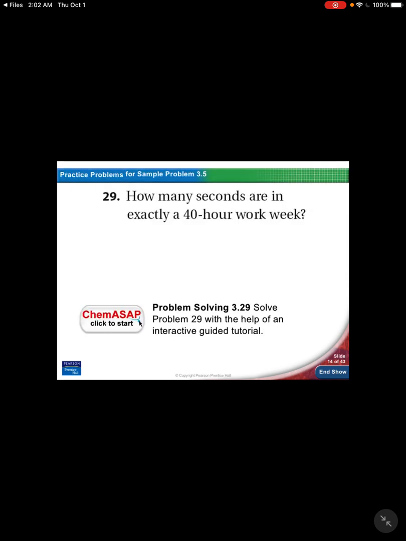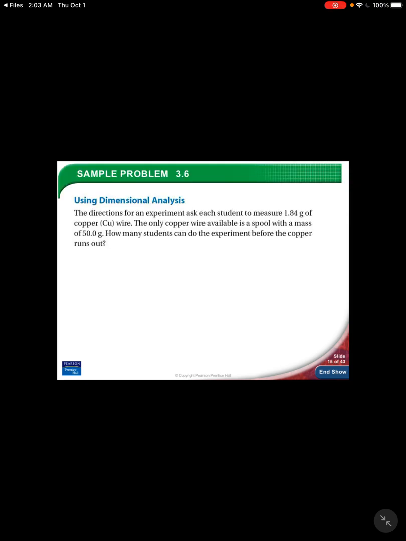move on. For example, how many seconds are in exactly a 40-hour work week? In this case, you would do the same thing, except instead of starting with 8 hours, you would start with 40 hours, okay? So this technique of dimensional analysis is broadly applicable.